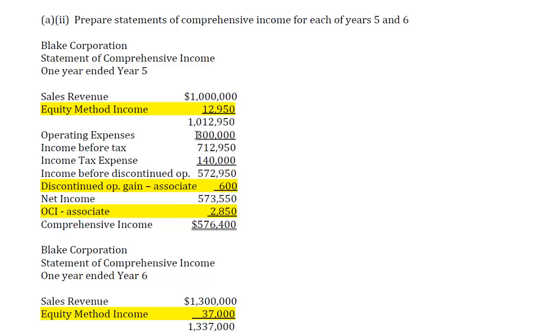Data regarding the operating expenses and income tax expense were given to you in the question. So you can see here that we're setting it up the way we did in our prerequisite course, where we have the discontinued operation, the associate's portion that we pick up, added to our income before discontinued operations, and then after we calculate net income, we show our share of the associate's OCI that we pick up, and we come up with comprehensive income of $576,400.